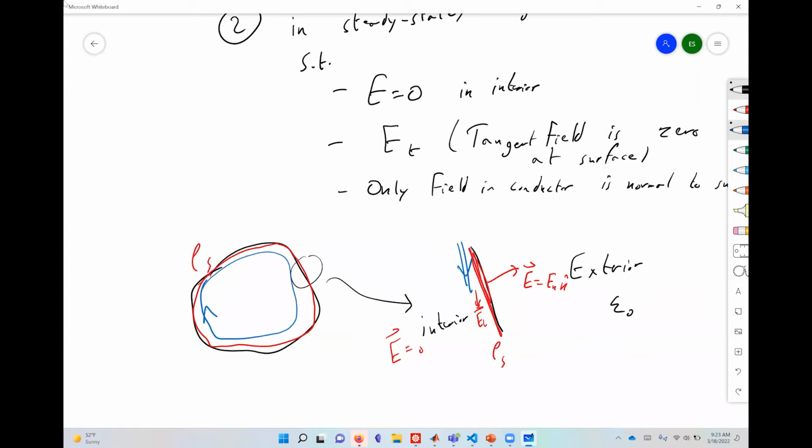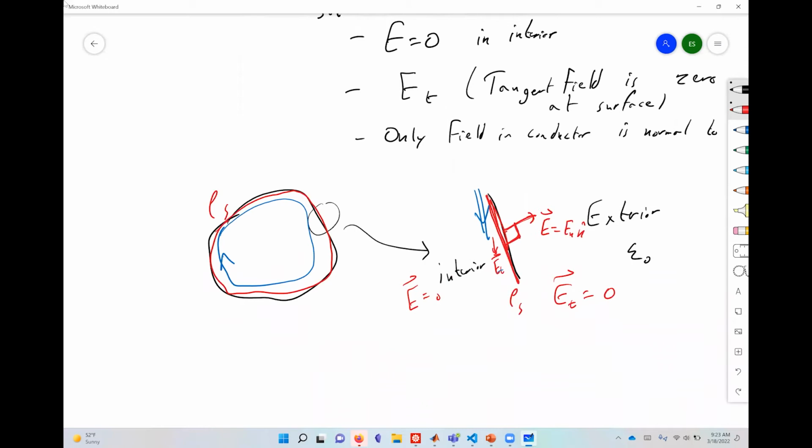If there's a field tangent to the surface, it is going to shove the charges along. So there's going to be a circulating field along the surface. But this is steady state. This shouldn't happen. Everything should settle down. Everything can settle down only if E_t equals 0. Since the tangent field needs to be 0, that means the electric field at the surface has only a normal component. So the electric field at the surface will always be at 90 degrees.